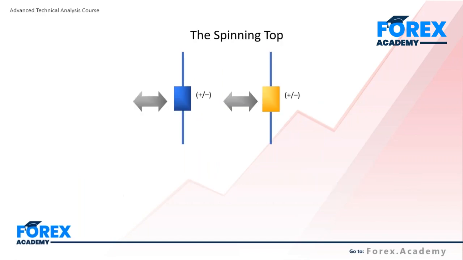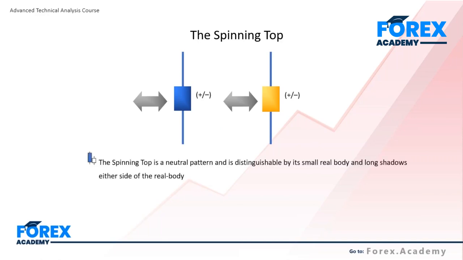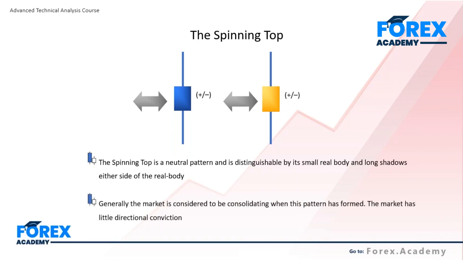A spinning top is a neutral pattern that is clearly distinguished by a smaller real body as opposed to the standard line that we just saw, and may or may not have longer shadows on either side of the real body. The real component of a spinning top is the relatively small body that we observe. Generally, when we see these types of patterns, the view is that the market is considered to be consolidating. The market has, at that point in time, very little directional conviction.